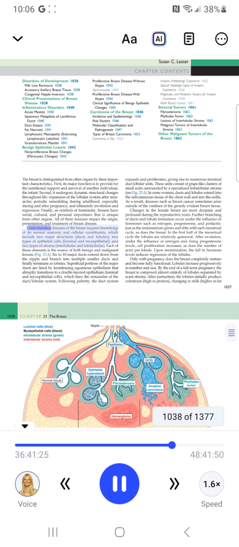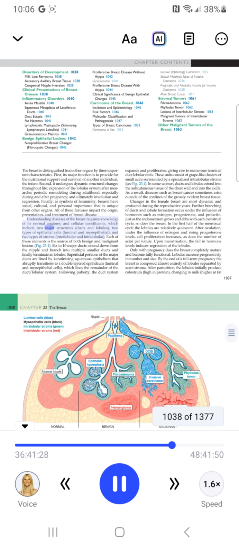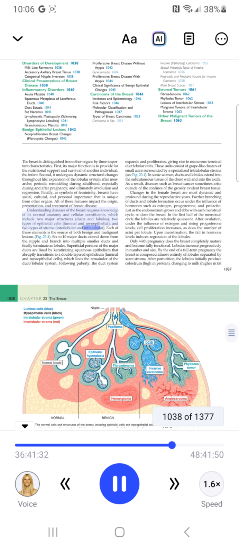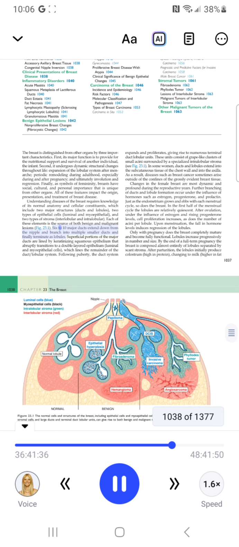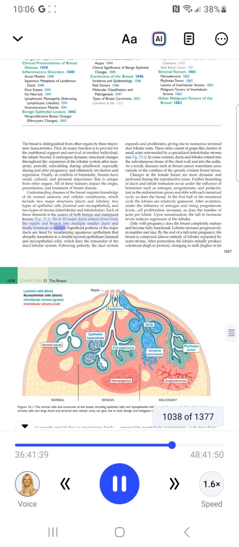Understanding diseases of the breast requires knowledge of its normal anatomy and cellular constituents, which include two major structures, ducts and lobules, two types of epithelial cells, luminal and myoepithelial, and two types of stroma, interlobular and intralobular. Each of these elements is the source of both benign and malignant lesions, Figure 23.1. 6 to 10 major ducts extend down from the nipple and branch into multiple smaller ducts and finally terminate as lobules.